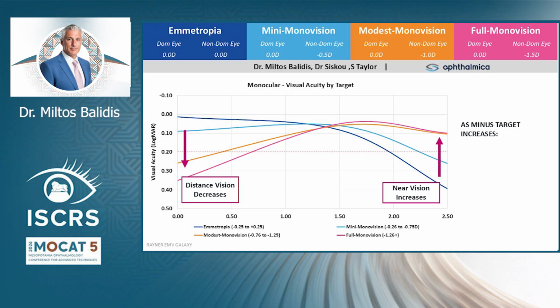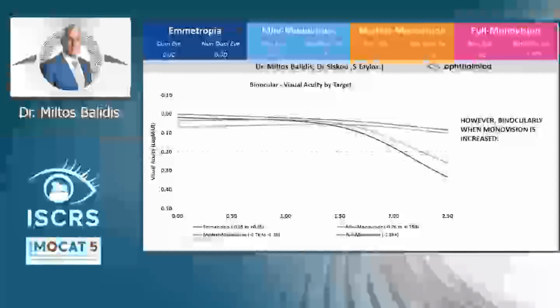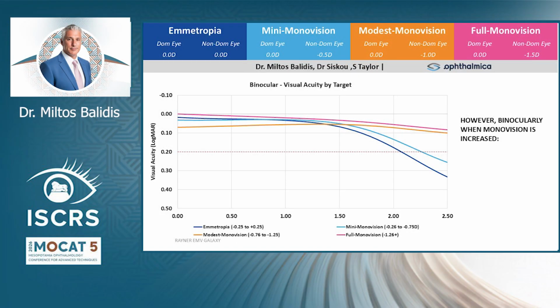In our study with a spherical aberration lens from Rayner Company, the EMV lens, we had 3 strategies: emmetropia, mini monovision up to half a diopter in one eye, modest monovision up to 1 diopter in one eye, and full monovision. And we wanted to see what is happening in each category, both monocular and binocular.